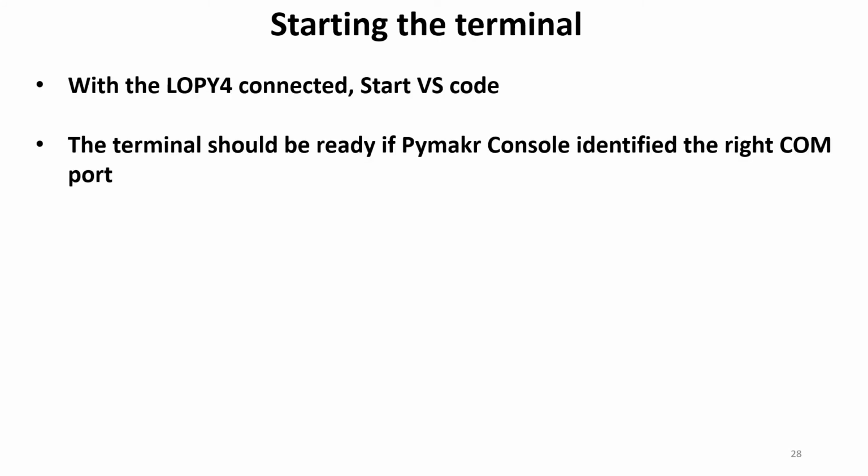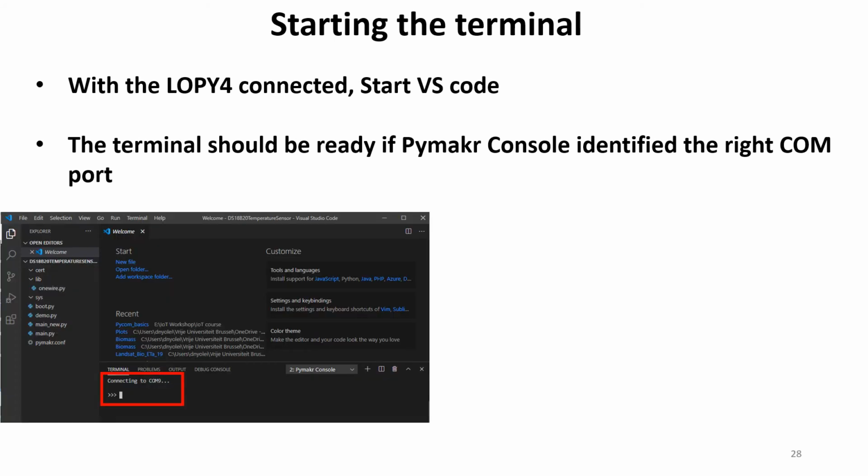Now that we have connected the microcontroller to our PC, and in this case the LoPi 4, we will go ahead and start the terminal. So go ahead and start Visual Studio Code. The terminal should be ready if PyMaker console identifies the right COM port, as you can see here. So it should be able to write that you're connected to the COM 9, in this case for my connection.